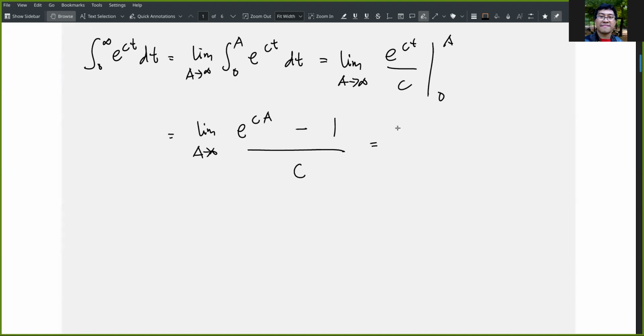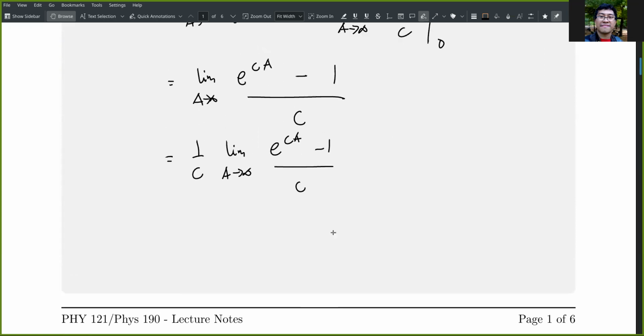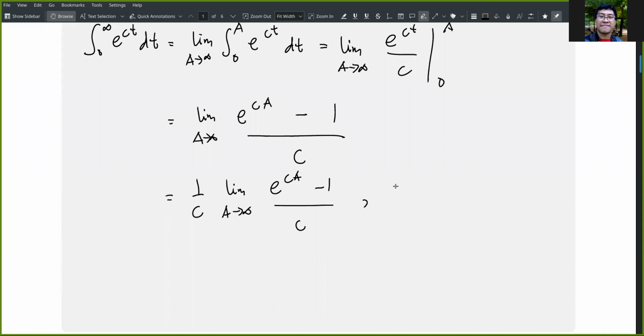Or, let me just write it here: 1 over c, limit as A approaches infinity of e^(cA) minus 1 over c. And as we can see, this function diverges for c greater than 0. So for c greater than 0, if A is infinity, then this is very large, so this is also infinite. So it diverges.